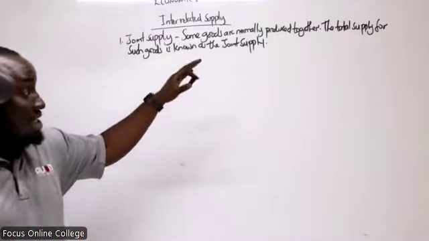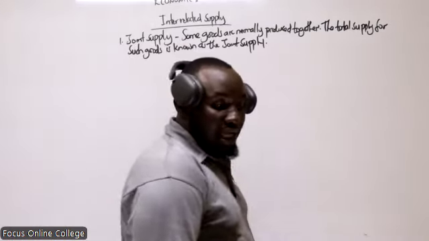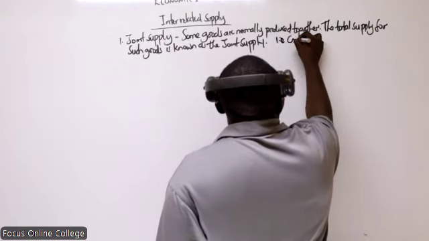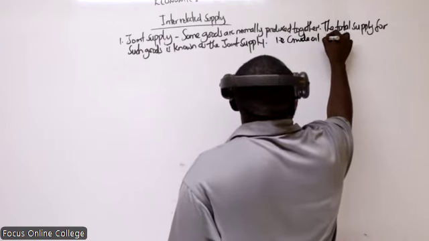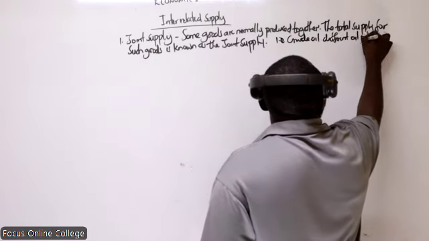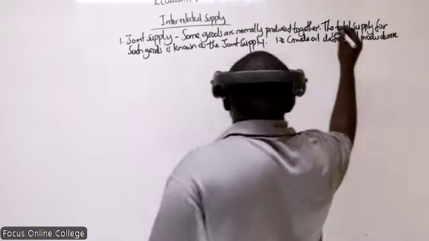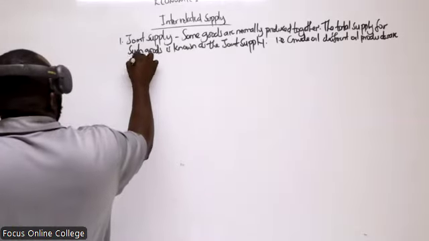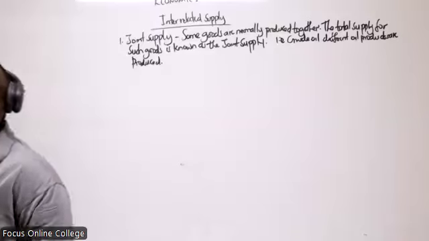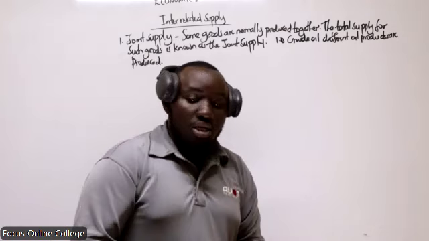A given example pertaining to joint supply is crude oil. With crude oil, we know that different oil products are basically produced together.